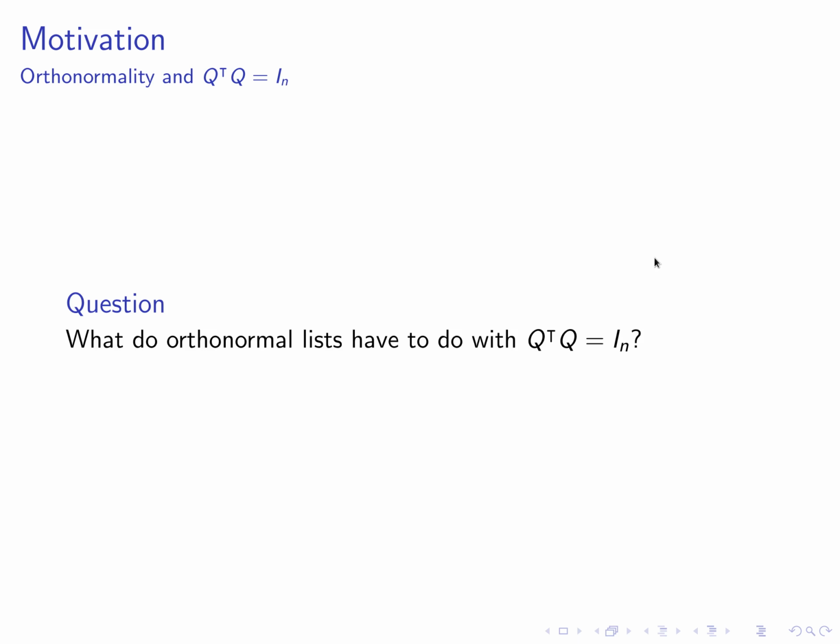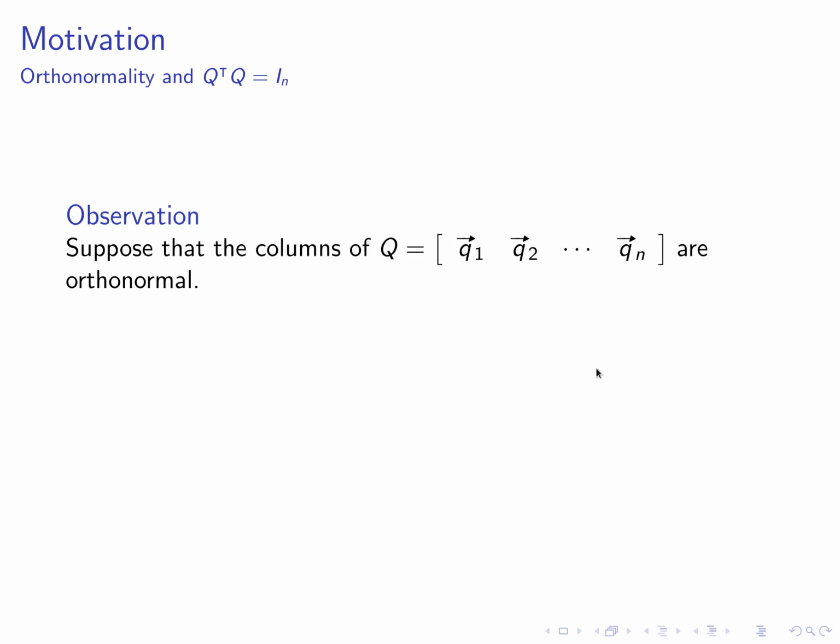So the question now is, why are we talking about orthonormal vectors when we started this lecture by looking at the equation Q transpose Q equals the identity matrix? Well, let's make an observation here. Let's say that the columns of a matrix called Q, which here we're labeling as Q1, Q2 up to Qn, form an orthonormal list. Again, this adjective orthonormal means that each one of these columns is a unit vector and that any choice of two of these columns dots to 0.